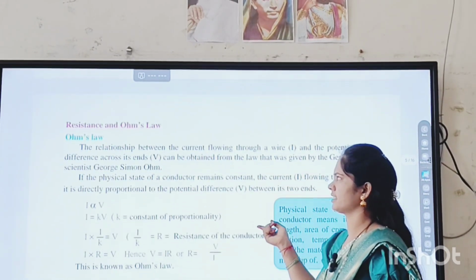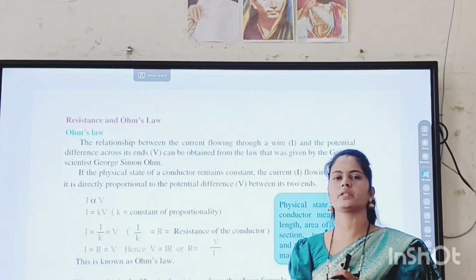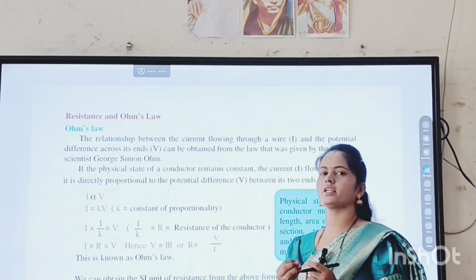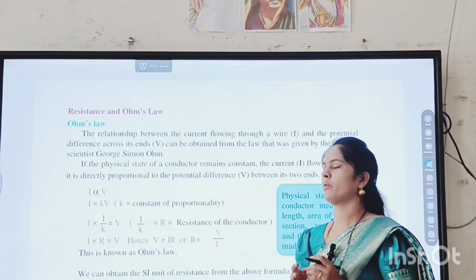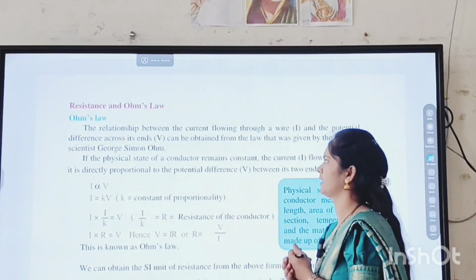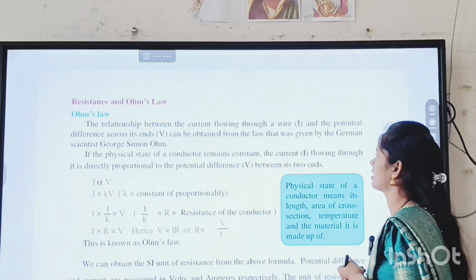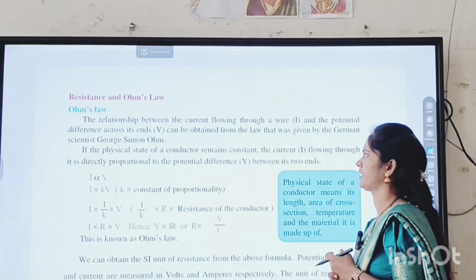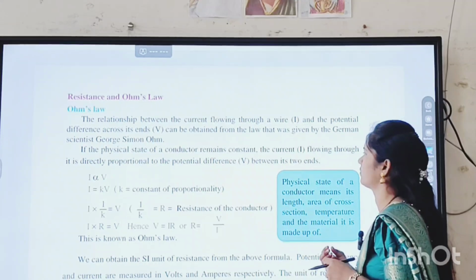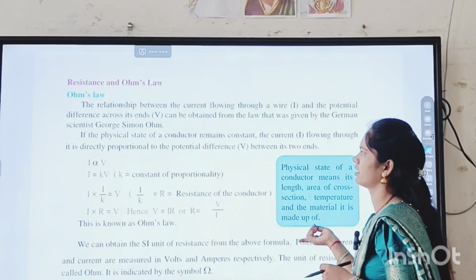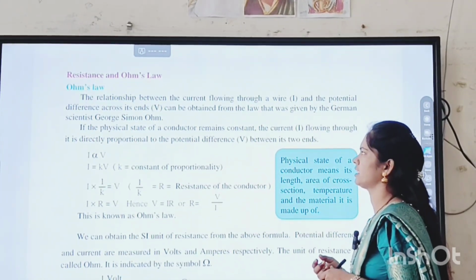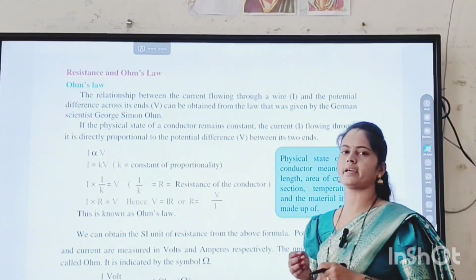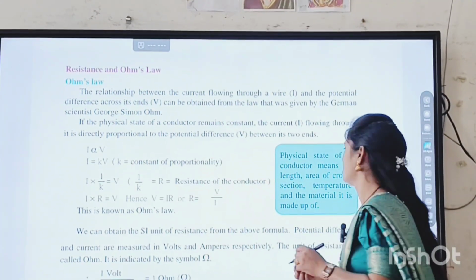Then, after that, resistance and Ohm's law. Ohm is one of the scientists who gave Ohm's law, the relationship between current and potential difference. He says that the current flowing through a wire and the potential difference across its ends can be obtained from a law given by the German scientist Georg Simon Ohm. If the physical state of a conductor is constant, the current flowing through the conductor is directly proportional to the potential difference.